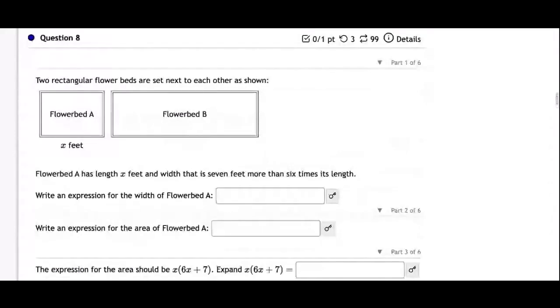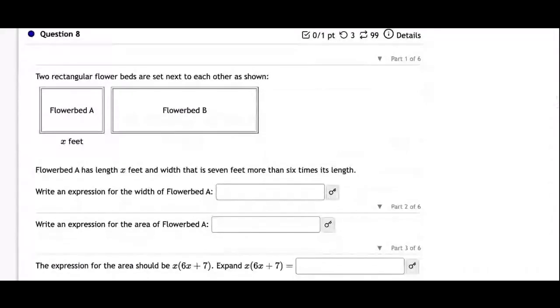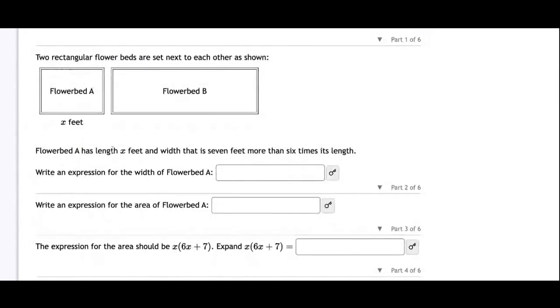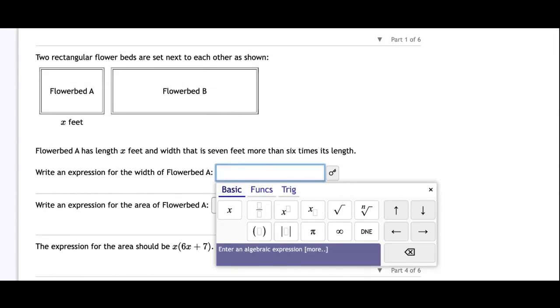Question 8 says two rectangle flower beds are set next to each other like this. Flower bed A, flower bed B, and this is x feet. Flower bed A has length x feet and the width is 7 feet more than 6 times its length. Write an expression for the width of flower bed A. It's 6 times its length, so there's 6x, and 7 feet more, plus 7.